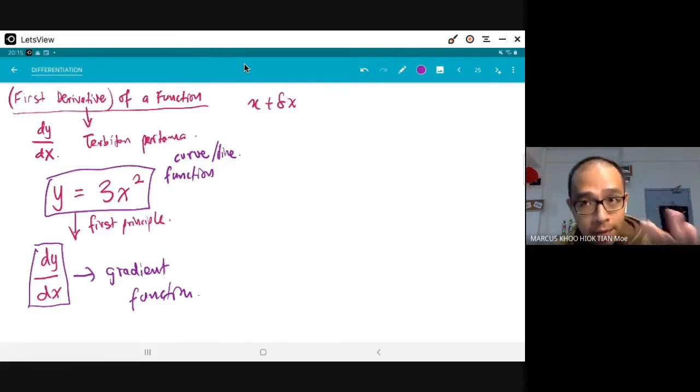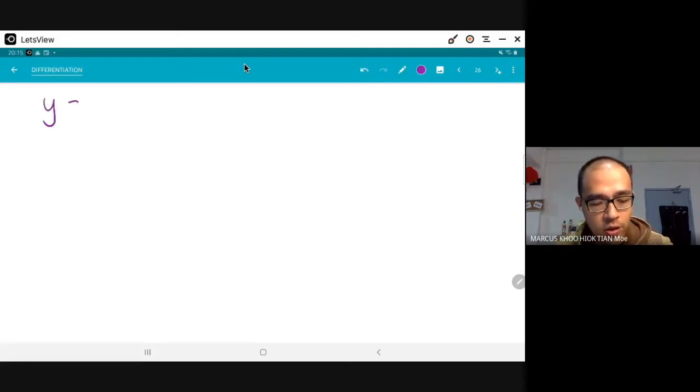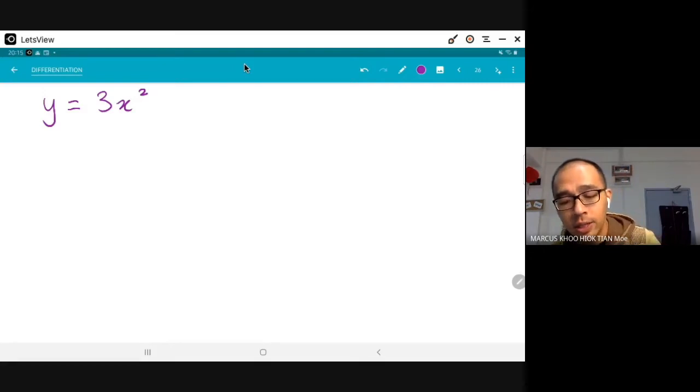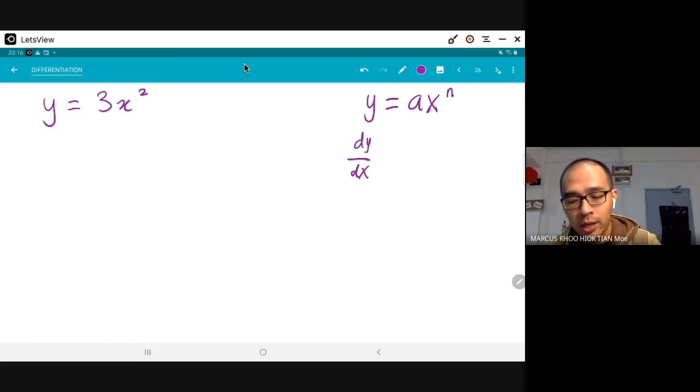Today, we are going to learn the shortcut method, and the shortcut method will be used for this entire subtopic, 2.2 and 2.3. So get ready. I'm going to use the same original curve function, 3x squared. This is the shortcut method: if y equals ax to the power of n, this is the formula, then the shortcut method for dy dx, without using first principle, will be nax to the power of n minus 1.